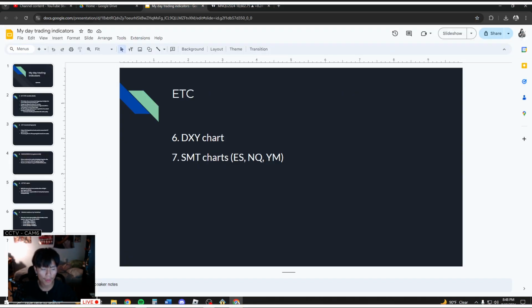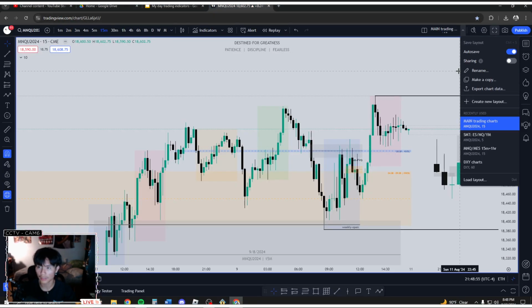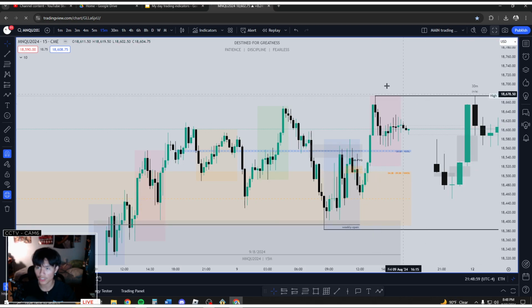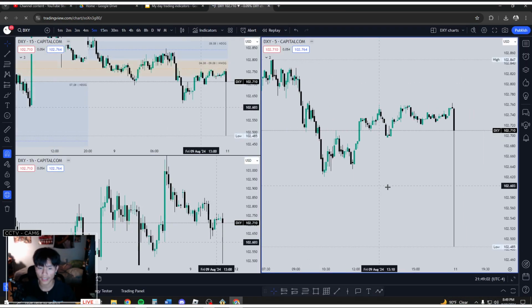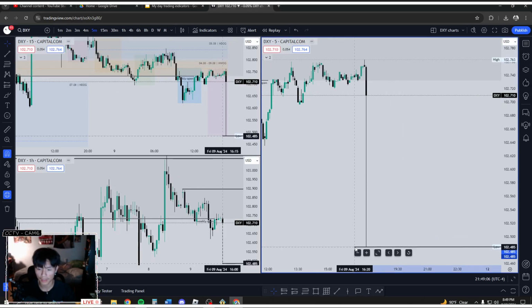And the last two honorable mentions are, I like using the Dixie chart, even though it's not actually an indicator. It's just that I have another layout where it's just the dollar.